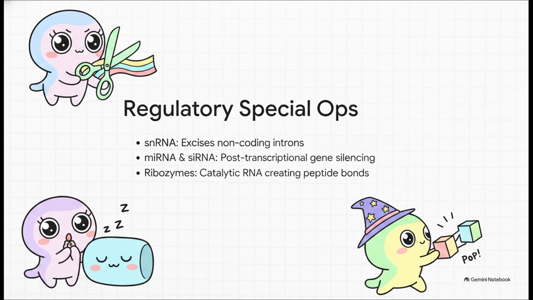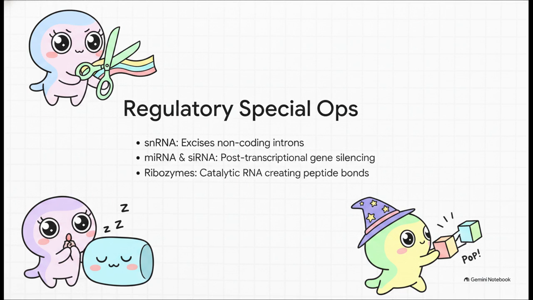But the RNA family goes way beyond just building proteins. Let's meet the special ops of the cell. These are the regulatory and non-coding RNAs that constantly manipulate the cellular environment. We have snRNA, or small nuclear RNA. These team up with proteins to form spliceosomes that precisely excise or cut out non-coding introns from pre-mRNA transcripts.